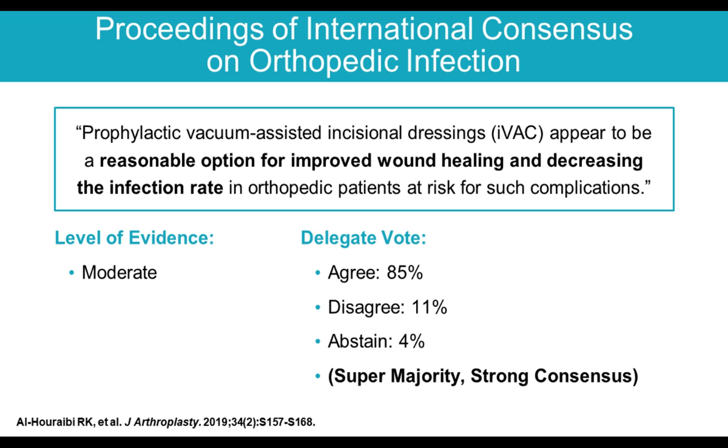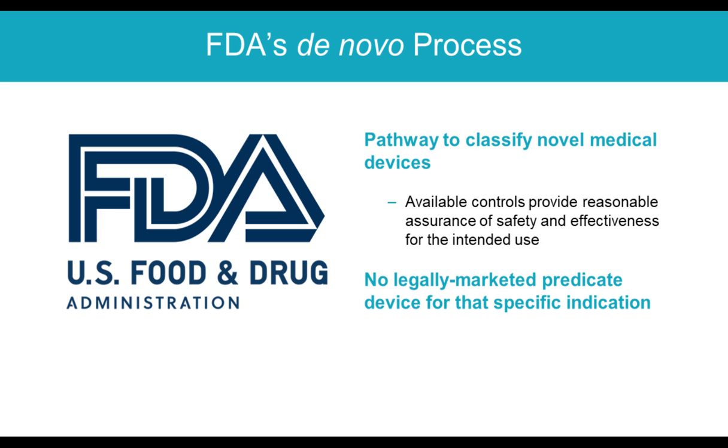And even more impressive, I think, and this is a more recent development, is that the FDA recently came up with a statement on this. And this is a bit of background. The FDA has a process called the de novo process, which they've recently changed to provide a pathway in order to classify novel medical devices.